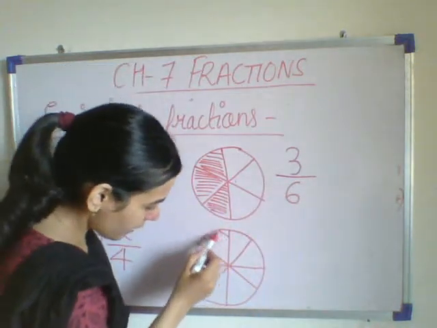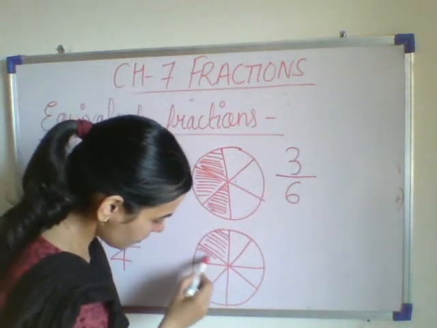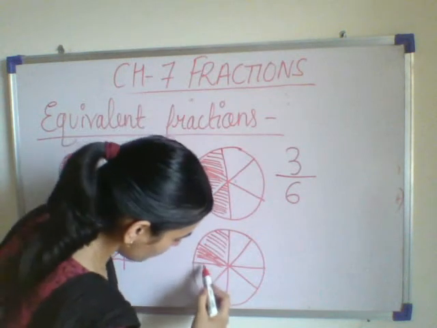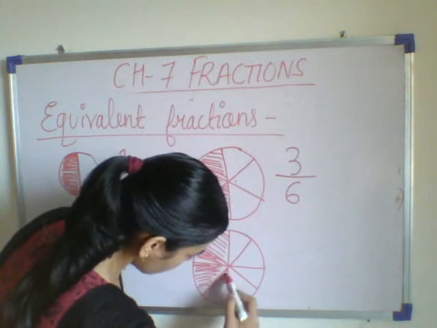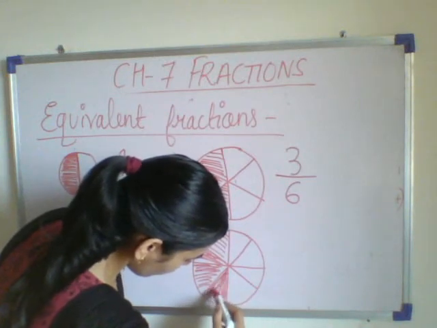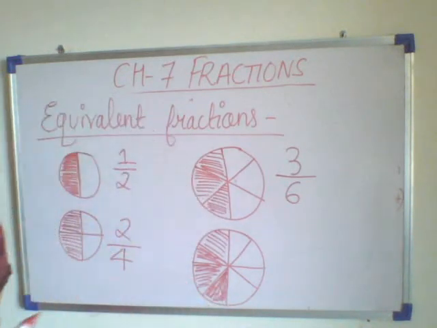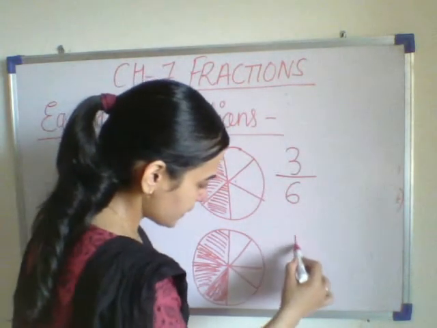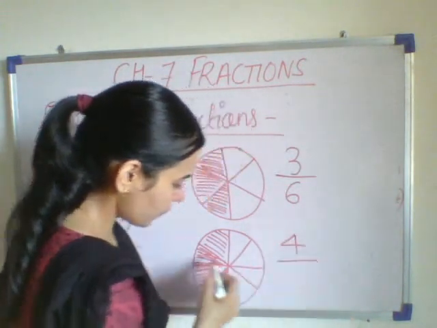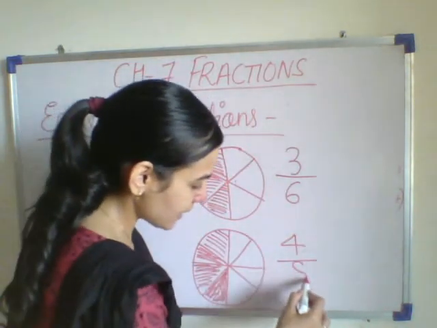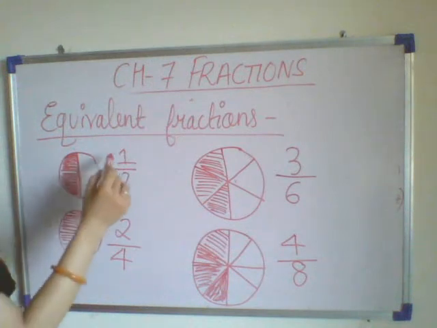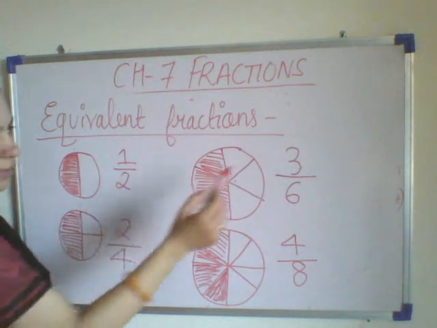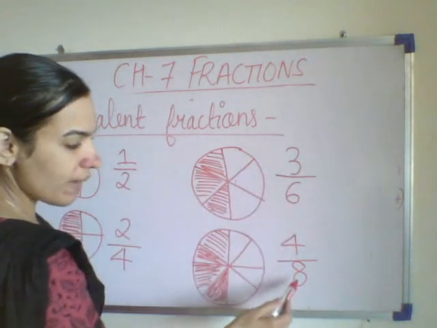Here I am shading 1, 2, this is 3, and this one is 4. Here I am shading 4 parts of this circle, out of a total of how many parts? 8. Now this half, 2/4, 3/6 and 4/8.